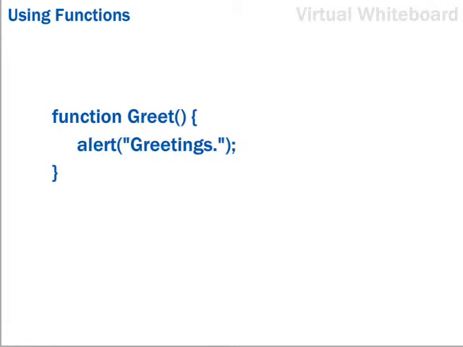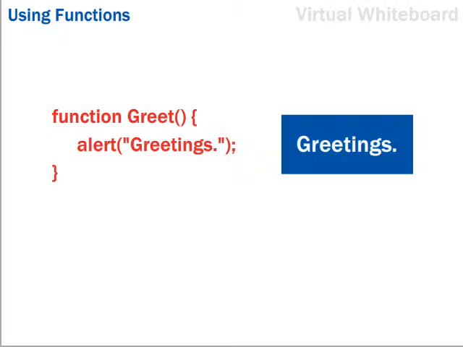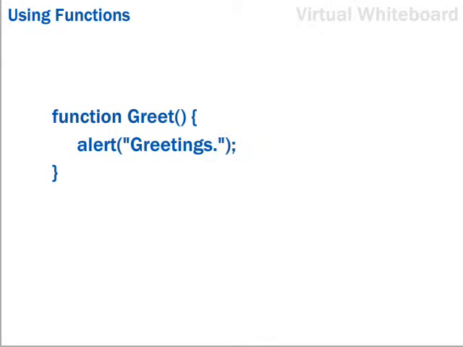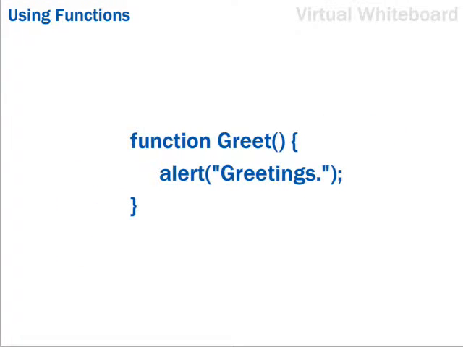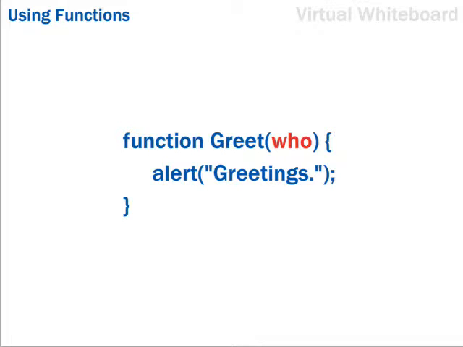Now, about those parentheses. The current greet function always does the same thing. Each time you use it, it displays the same message. Although this avoids a bit of typing, it doesn't really provide much of an advantage. To make your function more flexible, you can add parameters, also known as arguments. These are variables that are received by the function each time it is called. For example, you can add a parameter called who that tells the function the name of the person to greet. Here is the modified greet function.